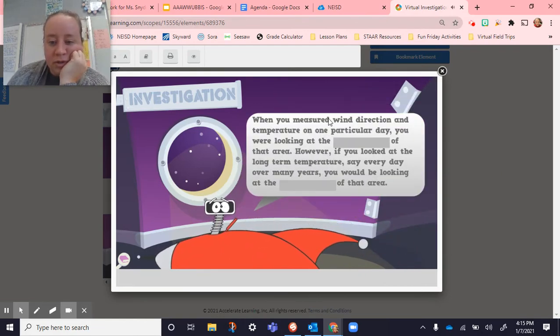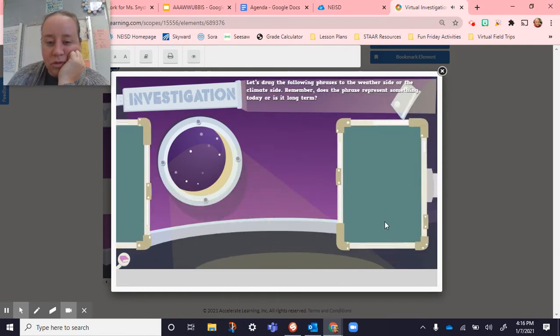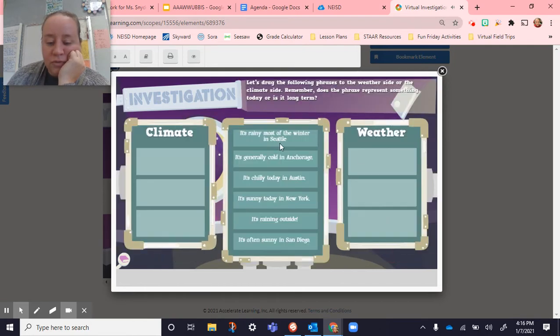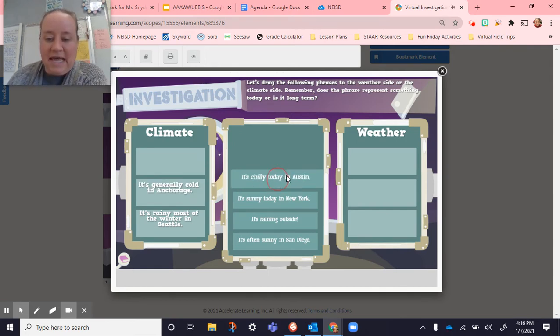All right, so we measured the wind direction and temperature on one particular day. We were looking at weather because it was just that one particular day. But when we're talking about over time, that is climate. So if it's rainy most of the winter, that's a long period of time, that's climate. Generally cold, that's talking about over time. If it says today, then that's a keyword for weather because it's only one day.